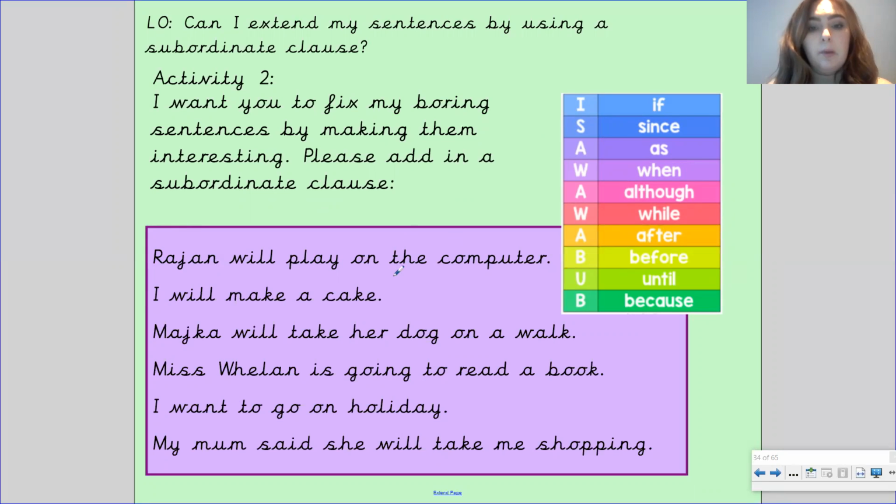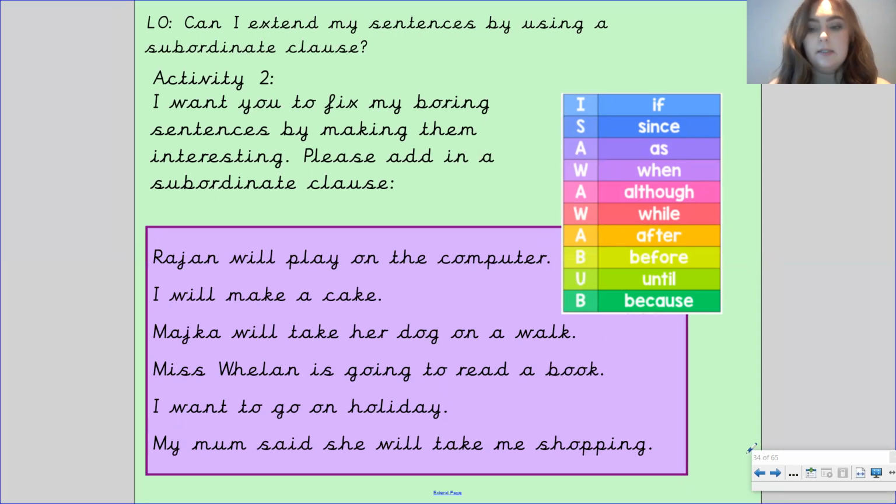So we've got Rajan will play on the computer, pick a subordinating clause to finish off the sentence. I will make a cake, pick a subordinating clause to finish off the sentence. Michael will take her dog on the walk, and then you need to pick a subordinating clause to finish off your sentence. Miss Whelan is going to read a book, pick a subordinating clause to finish off your sentence. I want to go on holiday, you need to pick a subordinating clause to finish the sentence and extend it. And then the last one, my mum said she will take me shopping, pick a subordinating clause to finish off the sentence.